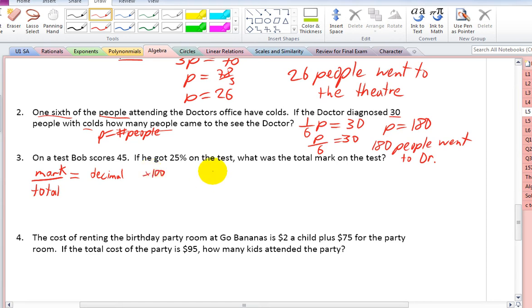So Bob scores 45. That goes on the top of your fraction. The total mark would be X on the bottom. But what should it equal? It's not 25%, but what's the decimal value? What's the actual value of 25%? Yeah, 0.25, 1/4. Okay.